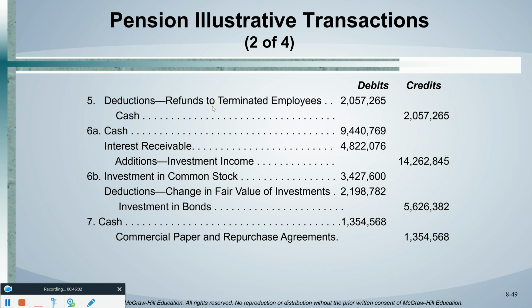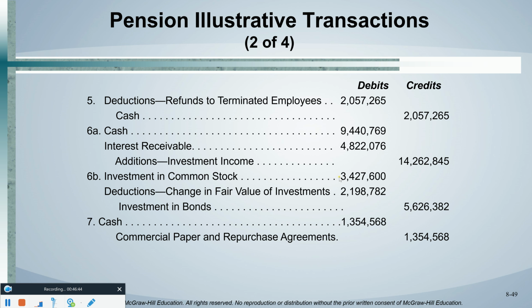Journal entry 5, some employees actually terminated. So they did not vest. Vesting simply means they did not get to a point where they can actually get a benefit out of the pension plan. So all of their contributions that they put into the plan during the years are going to be refunded to them. So the pension plan would debit deductions, credit cash. Now the pension plan is going to earn a little bit more investment income: debit cash and the interest receivable, credit additions.